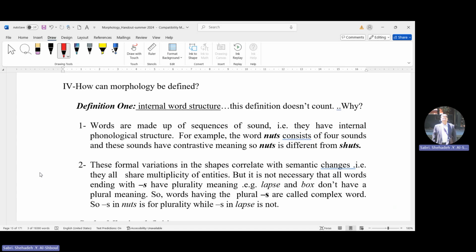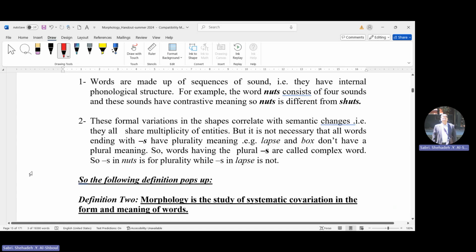So if we look into words that are made up of sequences of sounds, we see that they have internal phonological structure. For example, when we have the word knots, which consists of four sounds, and these sounds have contrastive meaning. So knots is different from shots, because in shots, the s cannot be linearly looked at as a kind of string of sounds attached to the word shot, bearing the same weight, the same importance. While in knots, the story is different. So this type of variation maybe is unable to predict how these sounds are linearly ordered.